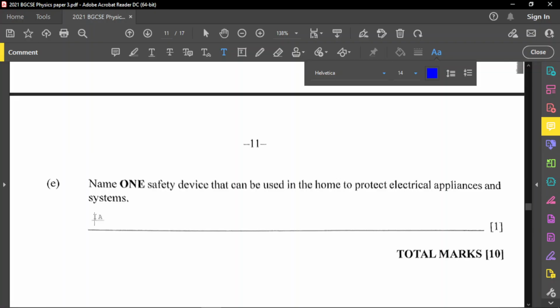It said, name one safety device that can be used in the home to protect electrical appliances and systems. So the very basic one here is breakers. So you have breakers, you have surge protectors. You may buy surge protectors. Some are better than others, of course. And in some cases, you may have a main fuse, so you can have a fuse as well. But the general one to protect appliances in the home will be breakers.